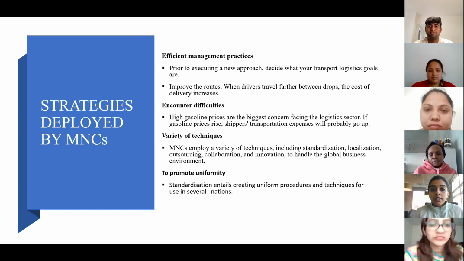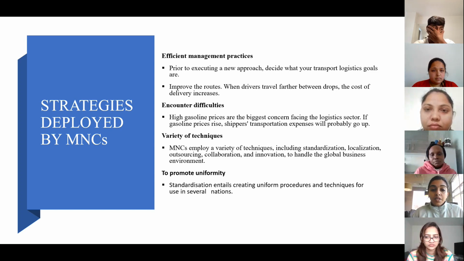Also, improve the routes. When drivers travel further between drops, the cost of delivery increases, as already mentioned by Riddhi in the earlier slide. High gasoline prices are the biggest concern facing the logistics sector. If gasoline prices are cheaper, transportation expenses will probably go down. Then move to a variety of techniques.